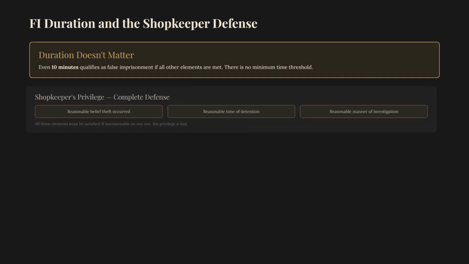The shopkeeper's privilege is a complete defense. A merchant who reasonably believes theft occurred may detain someone for a reasonable time and in a reasonable manner to investigate. This is the real stuff right here.